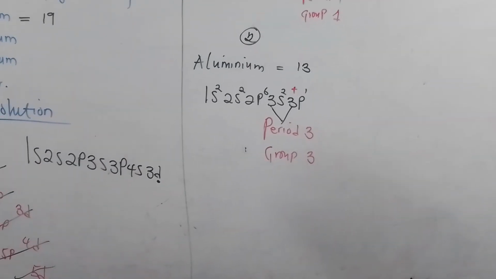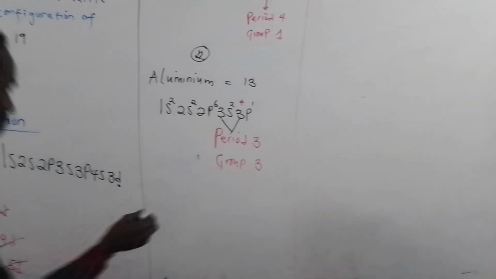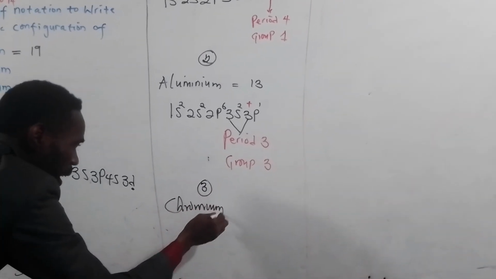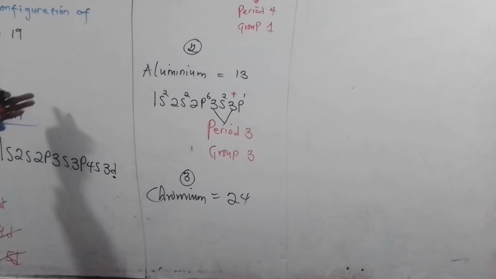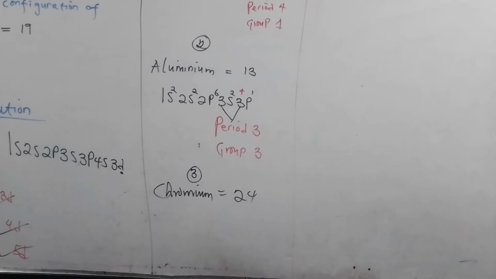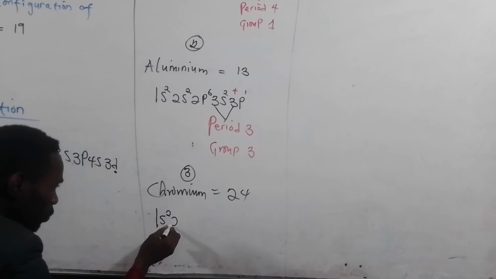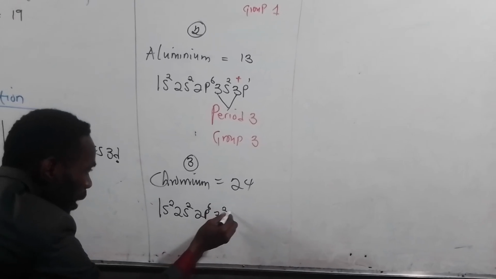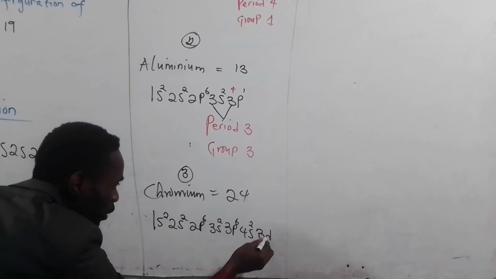And the next one there is chromium. Chromium is a transition metal with atomic number of 24. So number 3, chromium. We know that the transition metals are a special group of metals lying between group 2 and group 3 of the periodic table. So writing the electronic configuration: 1s2, 2s2, 2p6, 3s2, we have 3p6, 4s2, and we have 3d4.